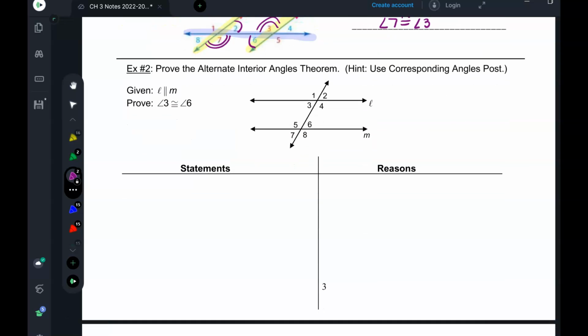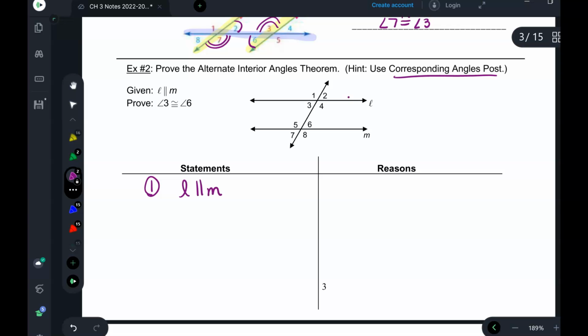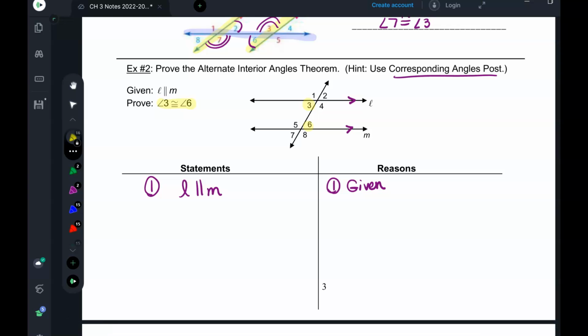Okay, so now we're going to prove the alternate interior angles theorem, and we're going to be using the corresponding angles postulate. So let's start off. What are we given? We have L is parallel to M. So I'm going to put the extra set of arrows to show that they're parallel. Now I'm trying to prove that angle 3 and angle 6 are congruent. So here's 3 and 6, and those are alternate interior angles. So now I can't use the alternate interior angles theorem in order to prove that those are congruent. I have to use something else, and that's why we're going to use corresponding angles.